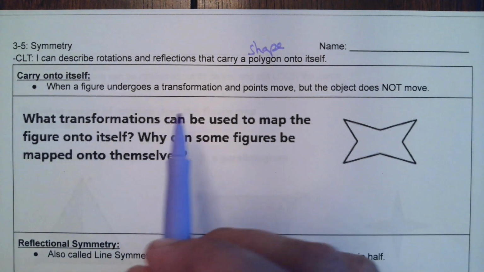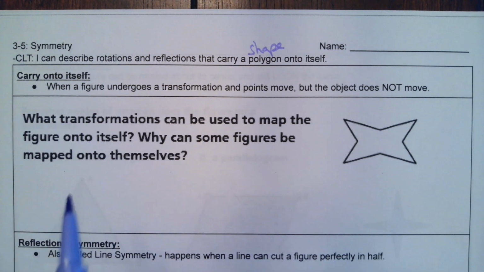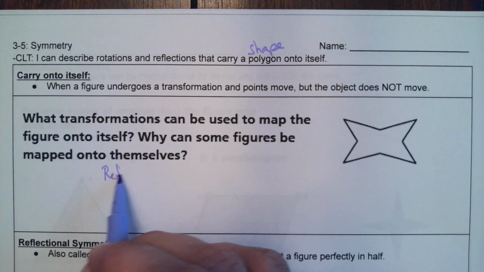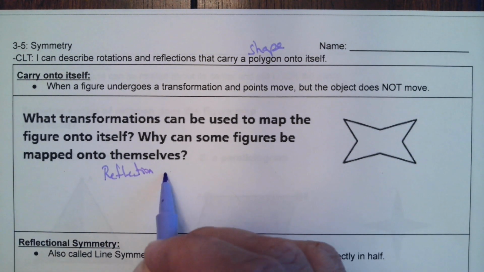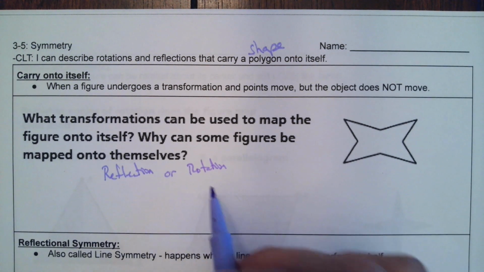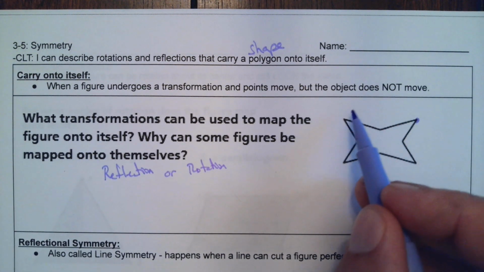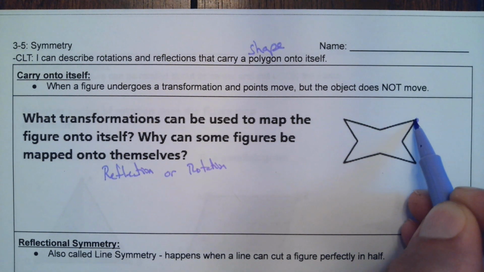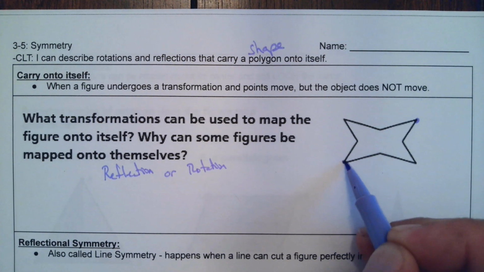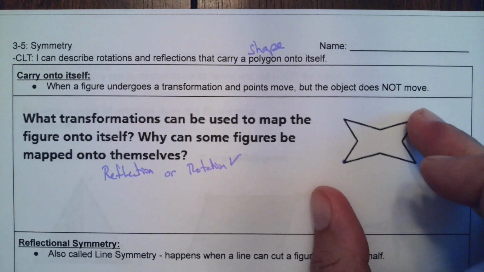So wherever it starts is where it finishes. So here we go. What transformation can be used to map the figure onto itself? And why can some figures be mapped on themselves? So basically what you want to look for is reflection or rotation. Alright, so let's start with rotation. So if I start here and I spin 360 degrees, I get back to where I started. If I spin 180 degrees, I get here. So rotations, it can spin and it still stays in the same place.